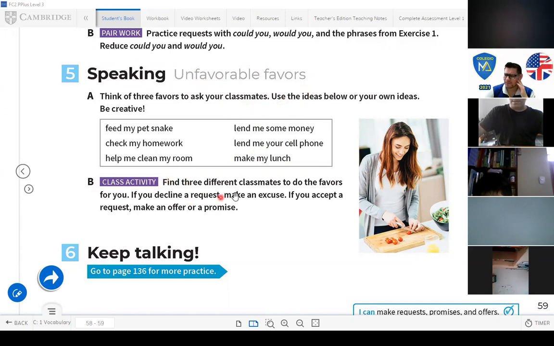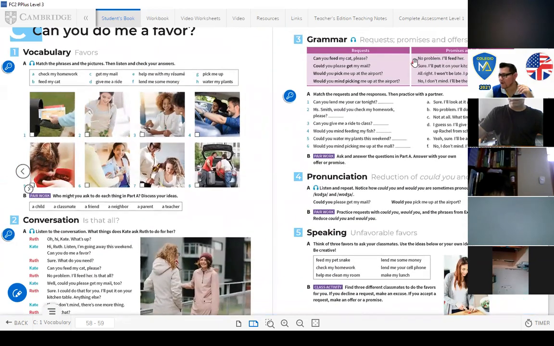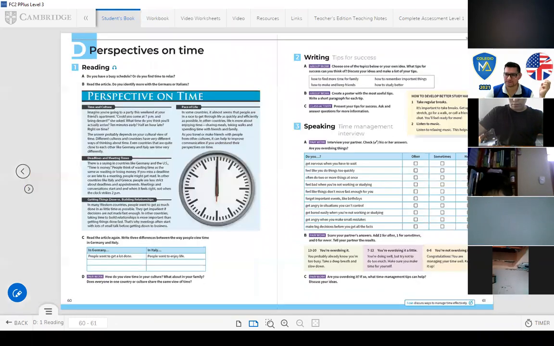Class activity. Find 3 classmates to do the favor for you. You decline a request, make an excuse if you accept, request an offer or a promise, no? You can say here, no problem, I'll feed her, sure, I'll put it on your kitchen table, all right, I won't be late, I promise, no, I don't mind, I'll be there. Okay, don't forget, will, would, no, to make some promises, offers, okay?